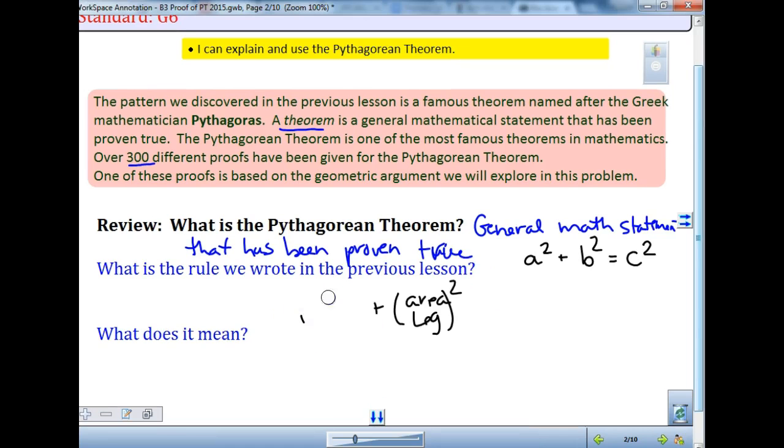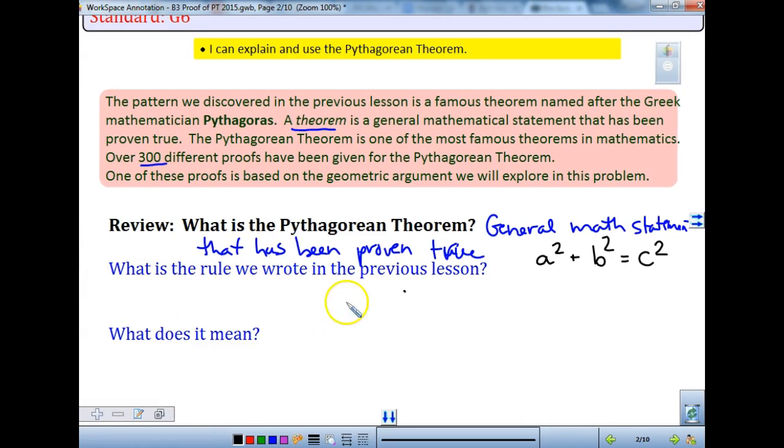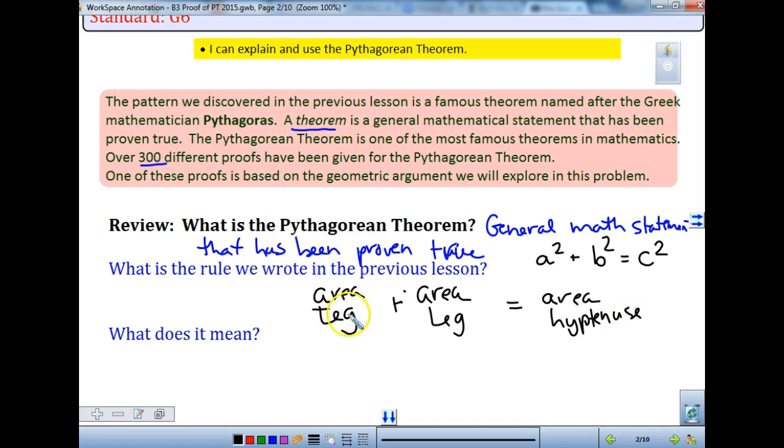So what is the rule that we wrote in the previous lesson? What we said was that the area of the leg plus the area of the second leg is equal to the area of our hypotenuse. When we're talking about the area of the leg, we're talking about that square. So that first square, the second square off the leg, and then the hypotenuse.